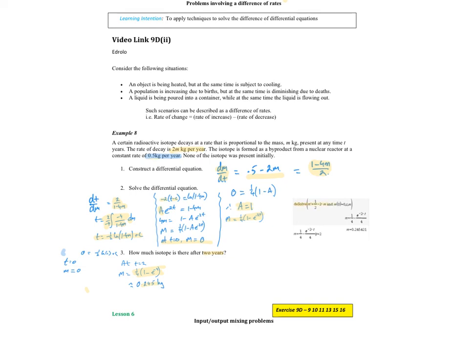DE solver, really important that you practice these as well. So we just put in the initial DE, m dashed is equal to 1/2 minus 2m, put my condition in, and we get our equation, which is really nice. Put our t equal to 2, we get our 0.245 kilograms.